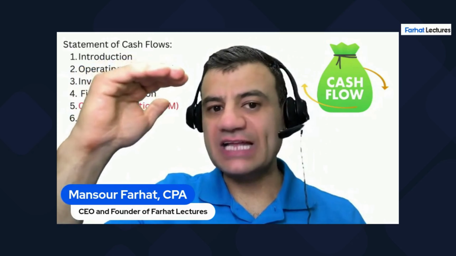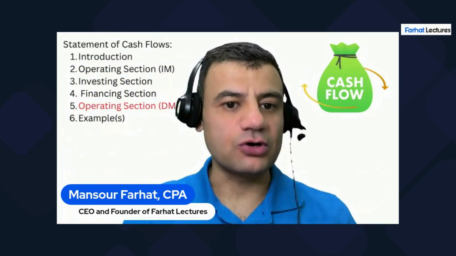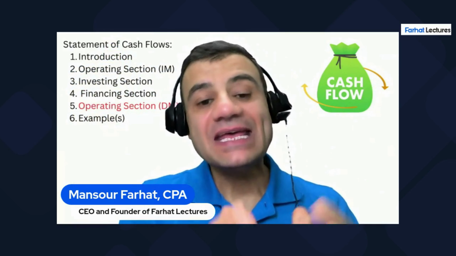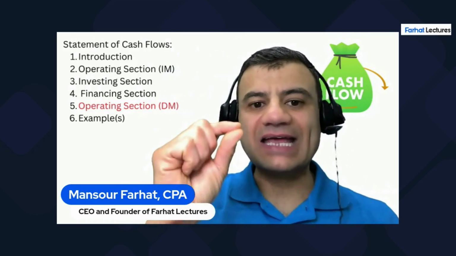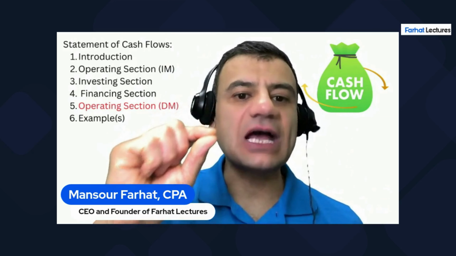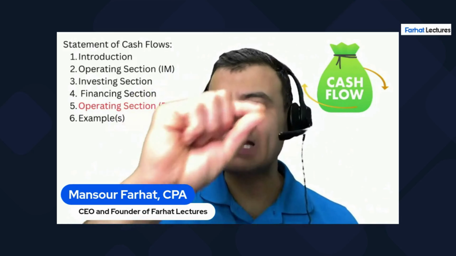Now, one method, if you remember, we took net income and we reconciled backward to the cash net income. Remember, I told you it's called cash net income. The operating section using the direct method is a little bit different. We're going to look at each line on the income statement directly. That's why it's called the direct method.